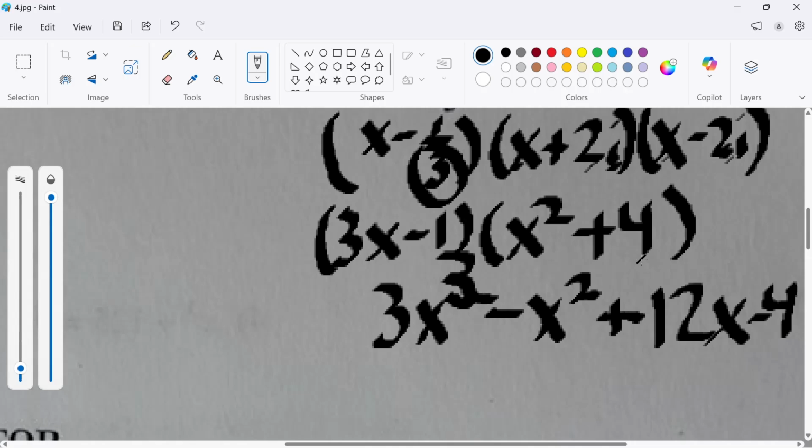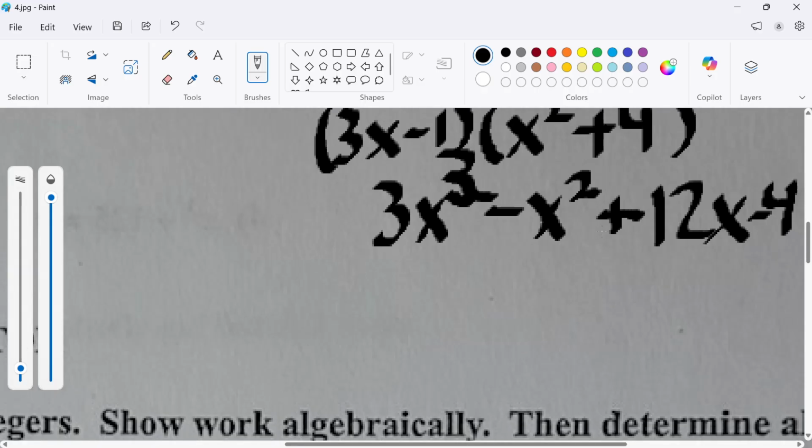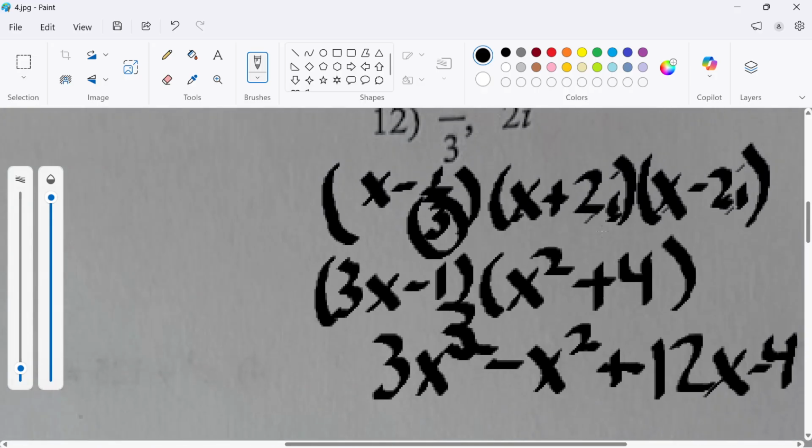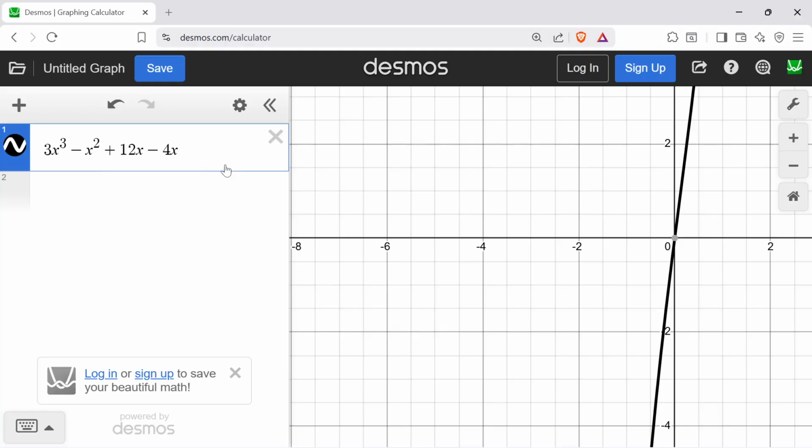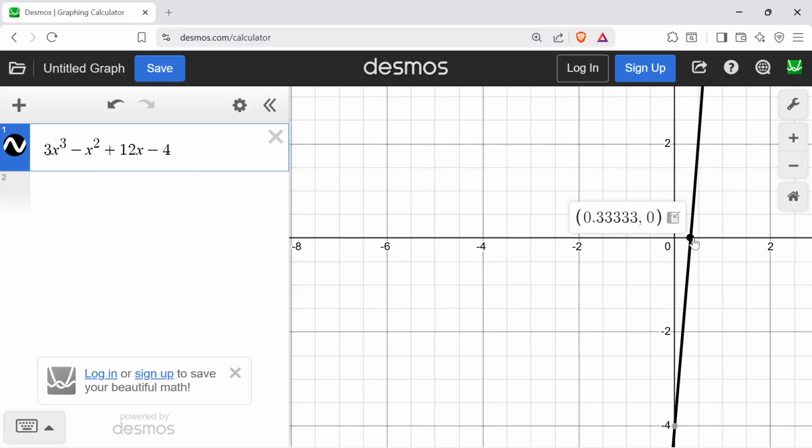3x cubed minus x squared plus 12x minus 4. X squared minus 4 times i squared is plus 4. 3x cubed minus x squared plus 12x minus 4. Oh, I put minus 4x. Come on. There's the 1/3.